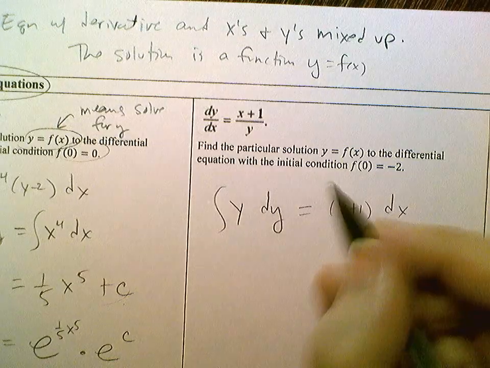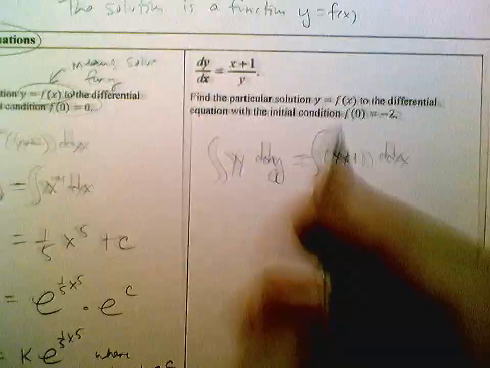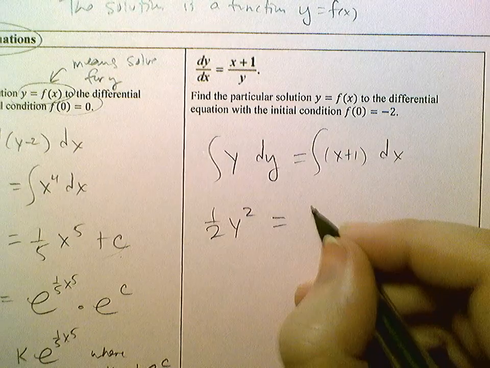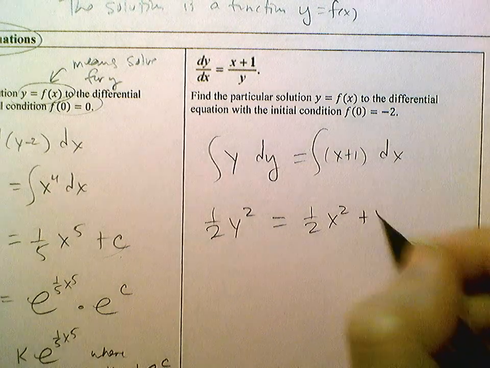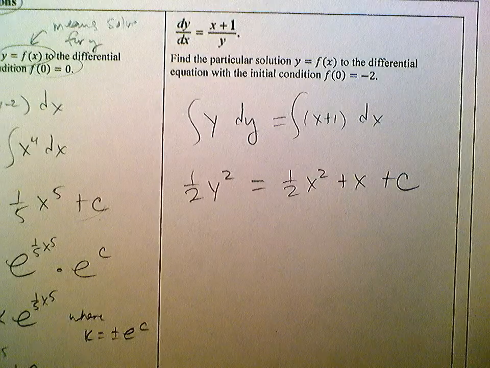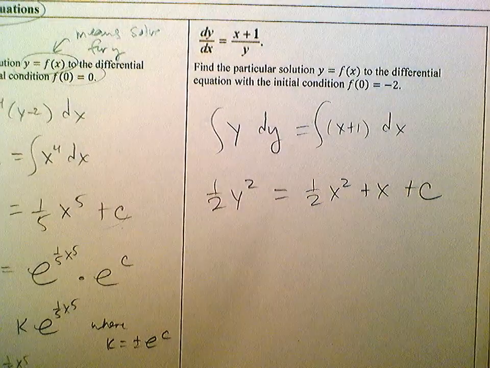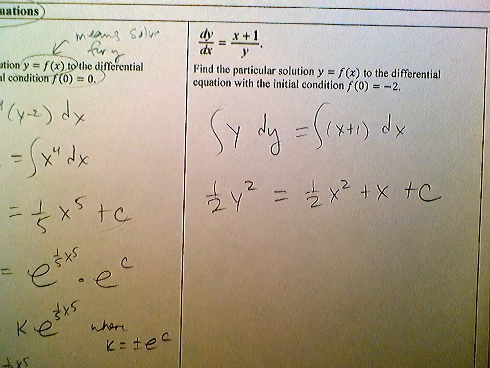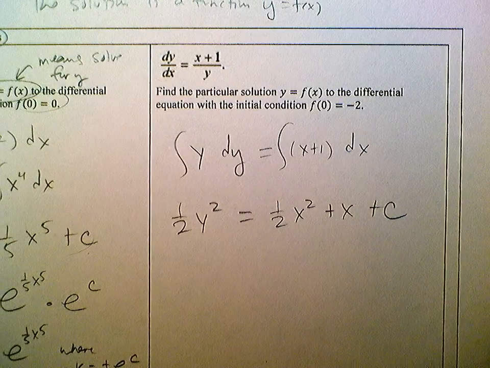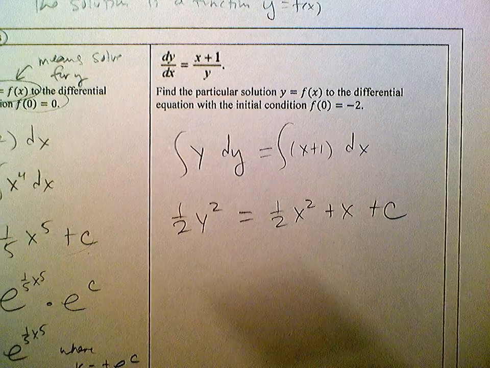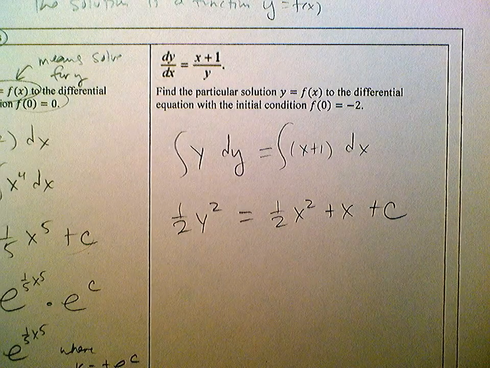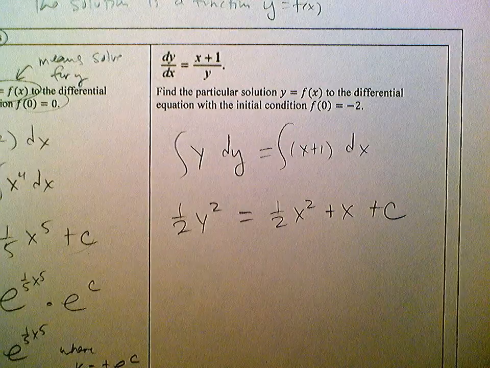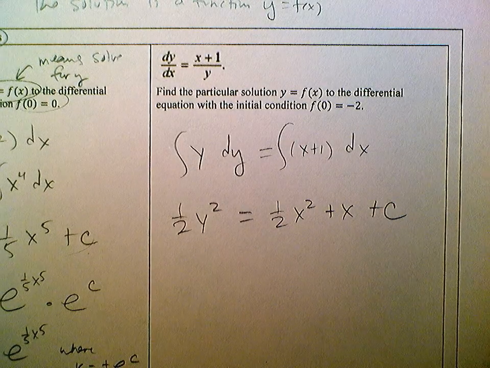Take the antiderivative, okay, or the integral. This is 1/2 y squared equals 1/2 x squared plus x plus c. Don't forget that. Now, I held off on finding c last time because of the natural log, because that was going to complicate things. This time, you know, it's not going to be really any more or less complicated if I plug in this initial condition now or later. So I'm just going to do it now.